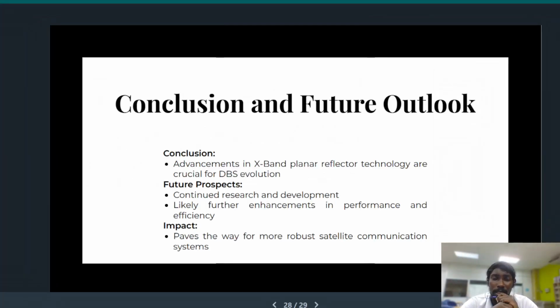Last but not least, in conclusion, advancements in expand planar reflector technology are pivotal for the evolution of direct broadcast satellite. Continued research and development will likely lead to further enhancement in performance and efficiency, paving the way for more robust satellite communication systems in the future.